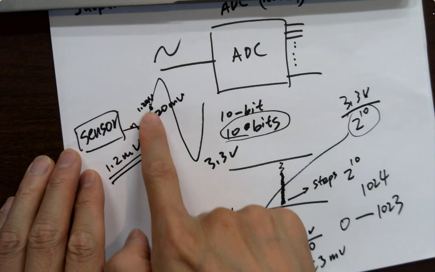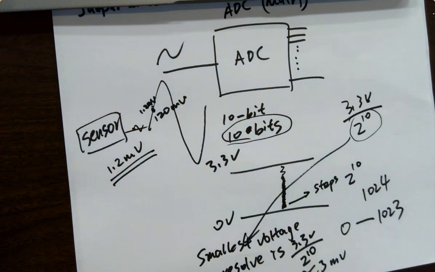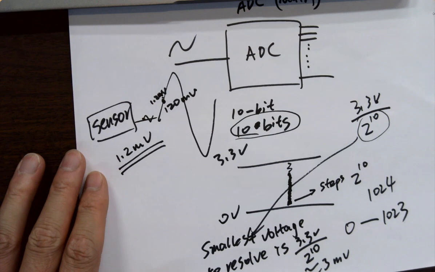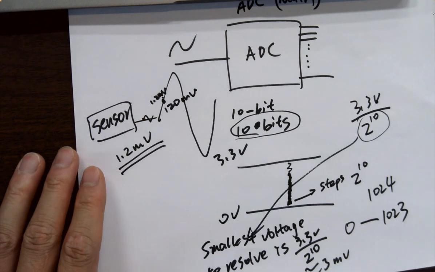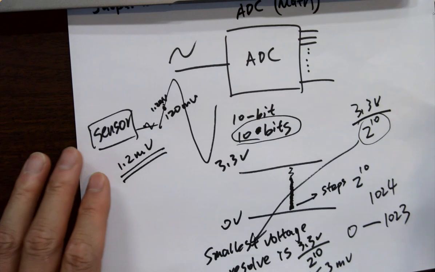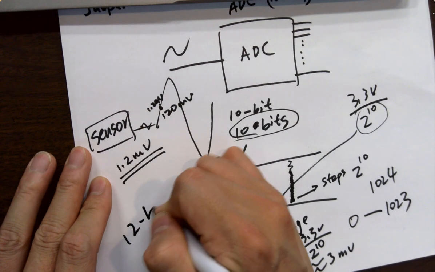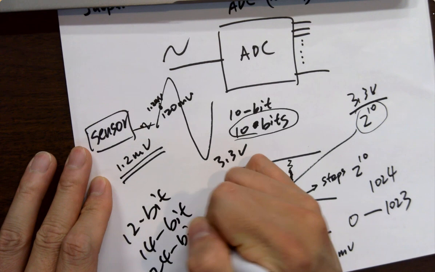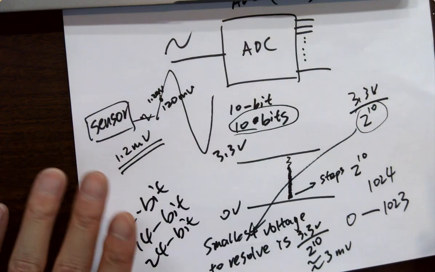If you see a signal which is smaller than the range of the smallest signal you can resolve, what you can do? Get a higher resolution. Just get a better ADC, right? There are 12-bit, 14-bit, or even 24-bit ADCs. Okay?